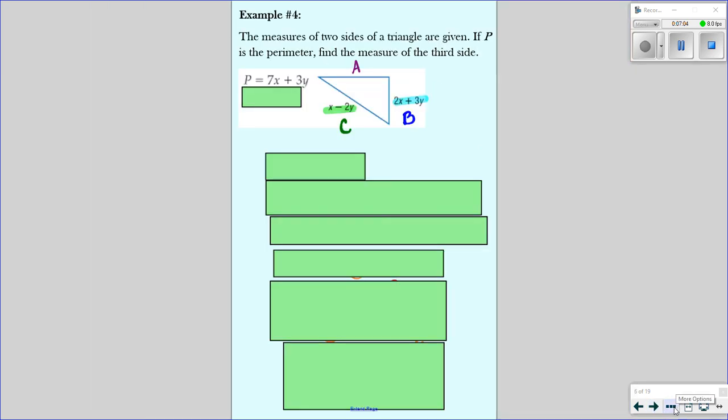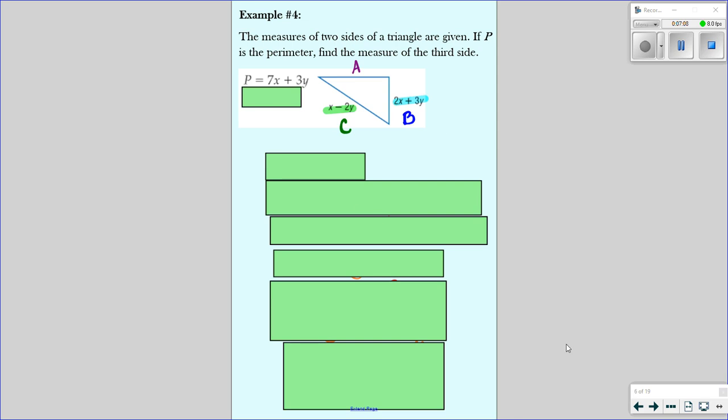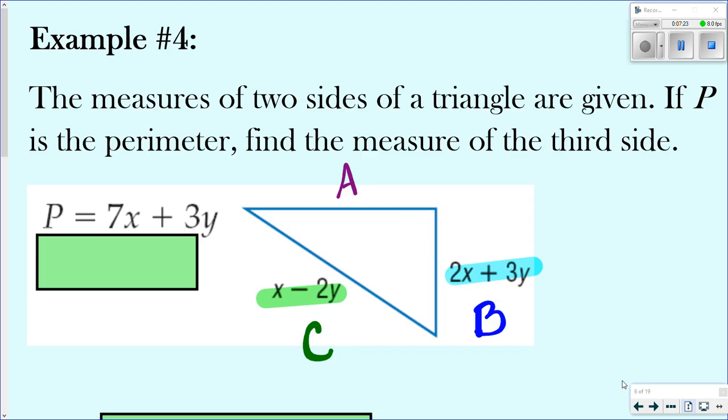Right, so let's look at an example dealing with trying to find the perimeter based on expressions that they give you. Again, you're using polynomials and you're adding them up in order to find out what the result is. Okay, so I'm going to make this bigger.